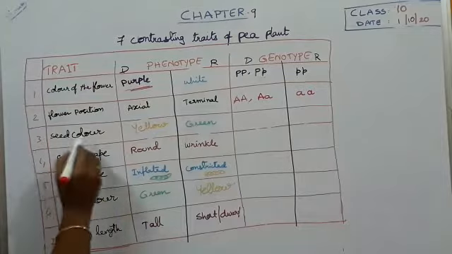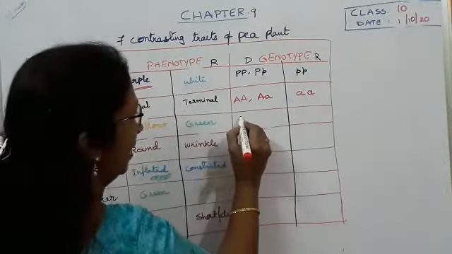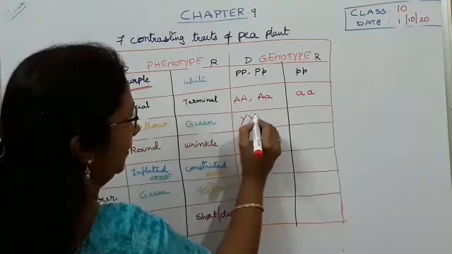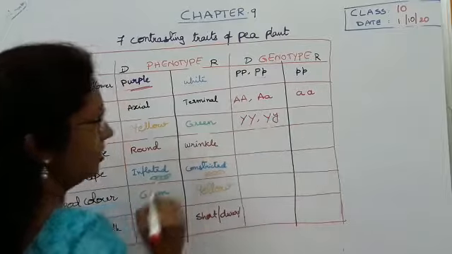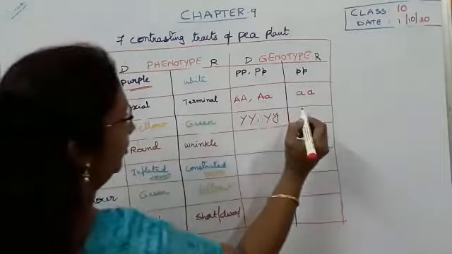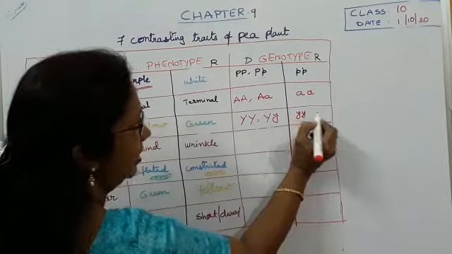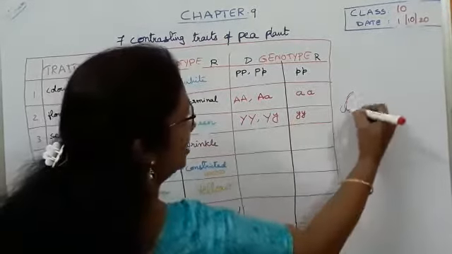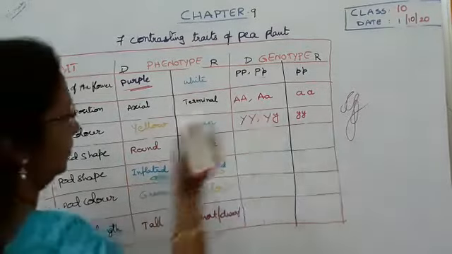Next, seed color. Yellow is the dominant. How do we represent yellow? Capital Y, capital Y, and the other one is capital Y, small y. And how do we represent green? Not with the letter G, remember children. Small y, small y. Don't write your cursive letters like this; you should write in this way only.